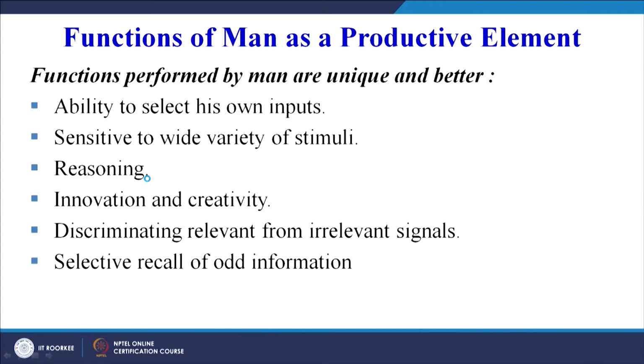Now let us quickly see the functions of man as a productive element, because now there are two things interacting together, and the system as a whole we know is of three types. Now we can see where we must focus on man as a productive element.